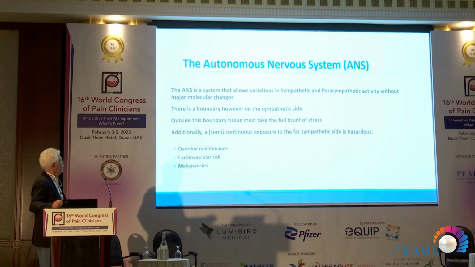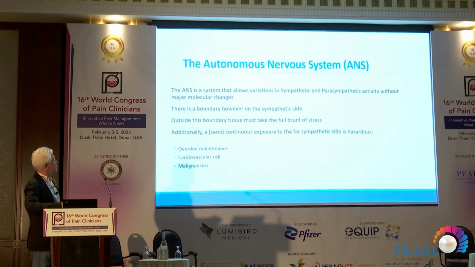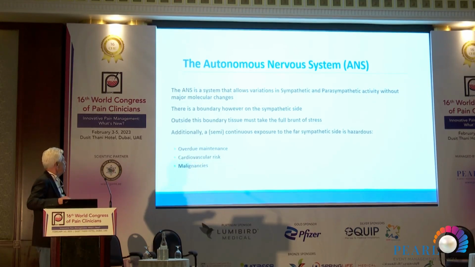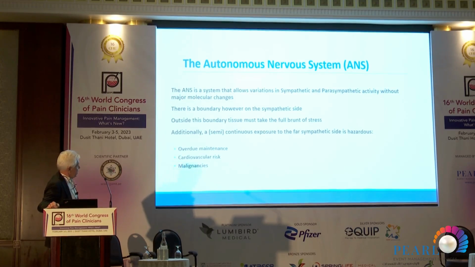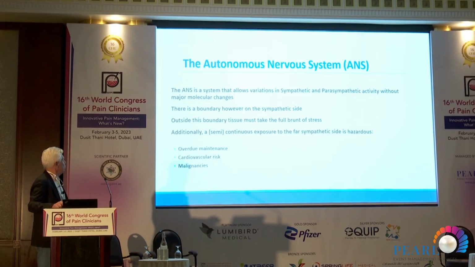Then what is the role of the autonomic nervous system? The autonomic nervous system allows variations in sympathetic and parasympathetic activity without major molecular changes. There's a boundary, however, on the sympathetic side. Outside this boundary, tissue must take the full brunt of stress. So additionally, semi-continuous exposure to the far sympathetic side is hazardous. Then you get an overview of the maintenance, the cardiovascular risk and malignancies.